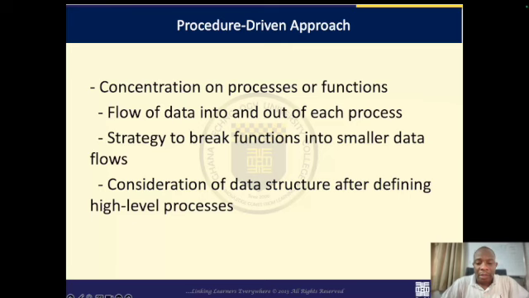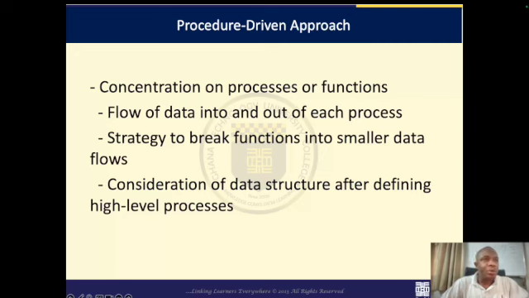What do we mean? The details about the actual structure of data will only be considered after a high-level process or function of the program has been defined. So you see that in this particular approach, all the concentration is given to what the program should actually do, what functions the program should actually be able to perform, before that of the data is considered. This approach of designing a program is what we call the procedure-driven approach.